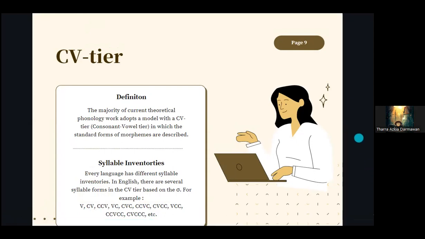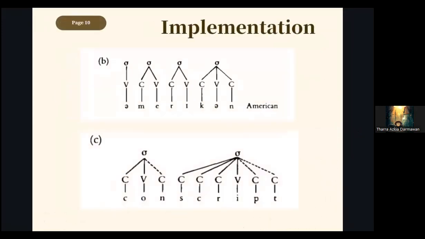In English, there are several syllable forms in the CV tier based on sigma. For example, V, CV, CCV, VC, CVC, CCVC, CVCC, VCC, CCVCC, CVCCC, etc. C as consonant and V as vowels. Here is the implementation. From the word American, it has 4 syllables and also it contains 4 vowels as the nucleus and then 3 consonants as the onset and then 1 consonant as the coda.